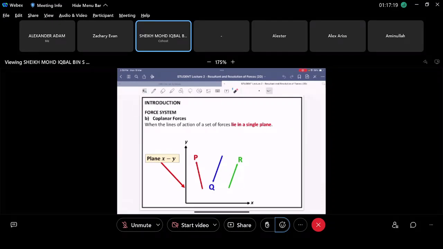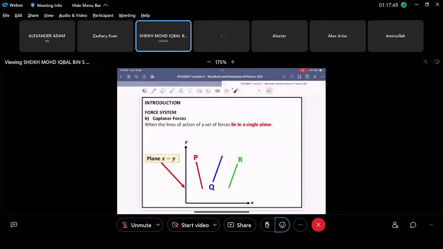So for example, this one is coplanar forces. The keyword here is planar, which is plane, right? It means that all the forces are in the same plane. For example, here, this is the y-x plane, right? So the P, Q, R here exist in the X and Y plane only. So that's why we call it coplanar forces.